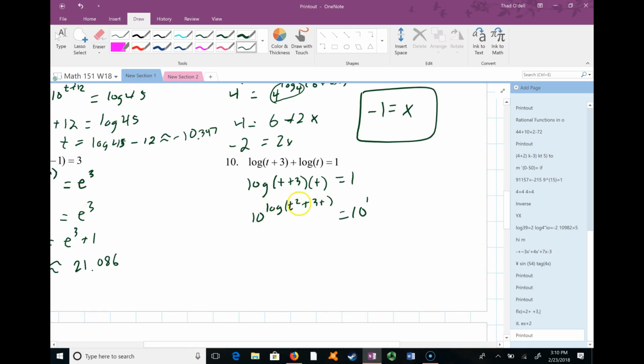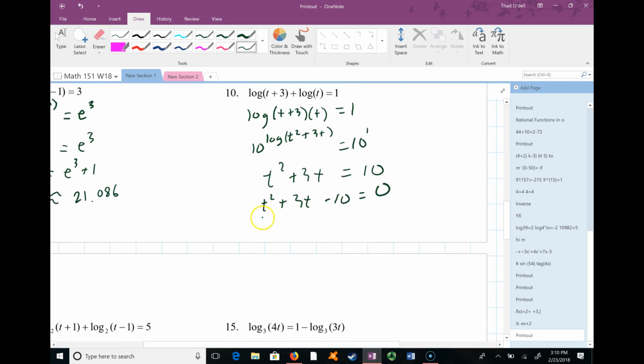The 10 to the and the log base 10 cancel each other out, so I'm left with a t squared plus 3t. And I got a 10 on the other side, so that would be t squared plus 3t minus 10 is equal to 0.